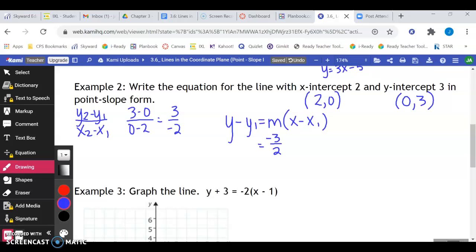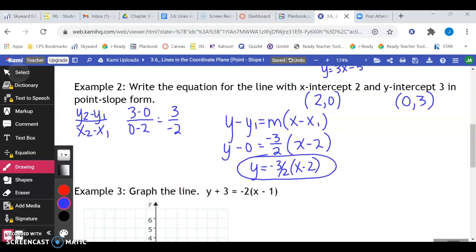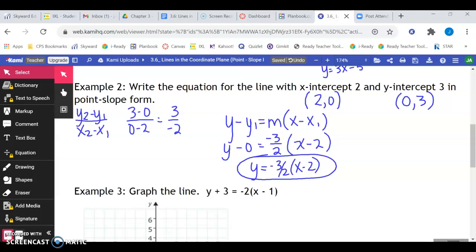And then we can pick one of those 2 points. It does not matter which one we pick. I'm just going to pick 2, 0 because it's the first one. So we're going to have y minus 0 equals negative 3 halves times x minus 2. I can go one step farther because y minus 0 is just going to be y. So that would be the simplified version in point slope form. Okay, and we could have used the 0, 3 and your equation would have looked a little bit different, but it would still be the same exact equation, same exact line if you were to graph it.